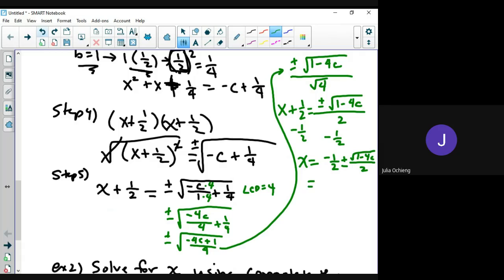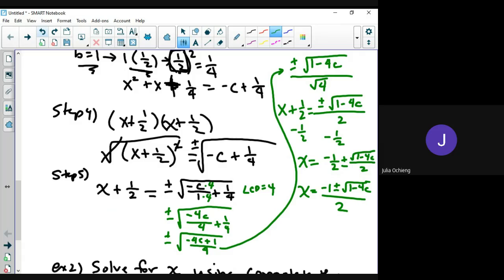I'm going to just write that as one fraction. You've really done all the work here, okay? They both have a common denominator of 2, so I'm just rewriting it with the 2 on the bottom. And negative 1 plus or minus square root of 1 minus 4c.